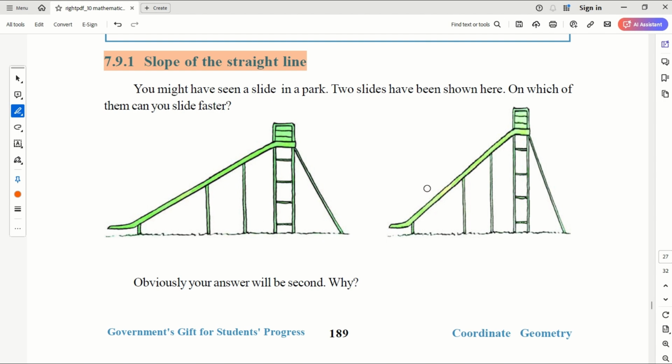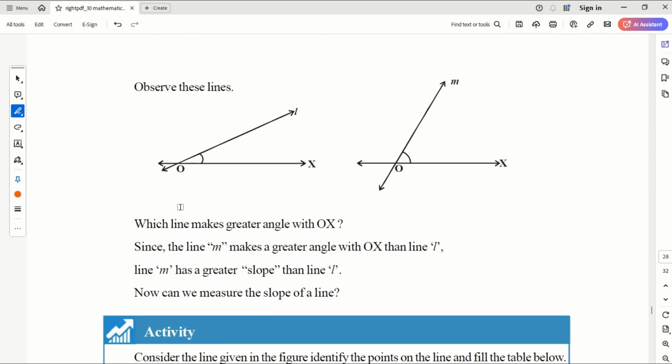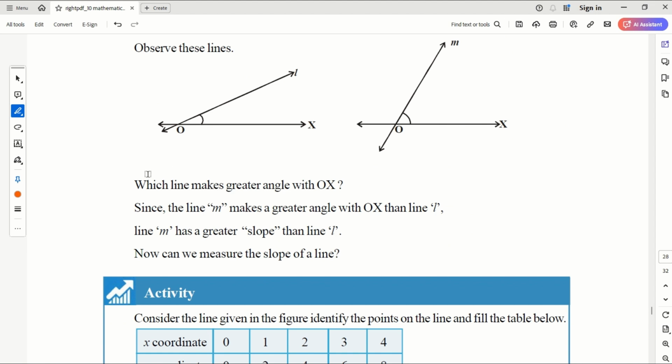What is the slope of a straight line? If you see the pictures given here, the second one is taller than the first one. So obviously you will slide faster on this because it has more slope, right? If you take two lines, they intersect with each other and make an angle. The line M makes a bigger angle. This angle is bigger than this angle, correct?